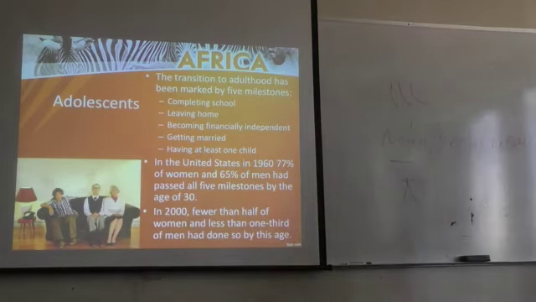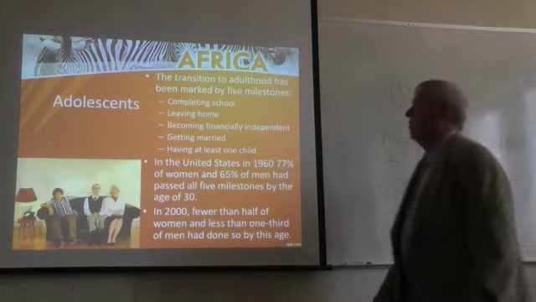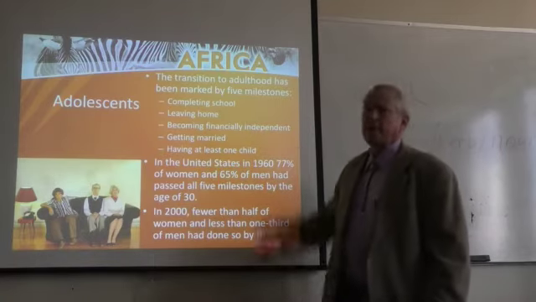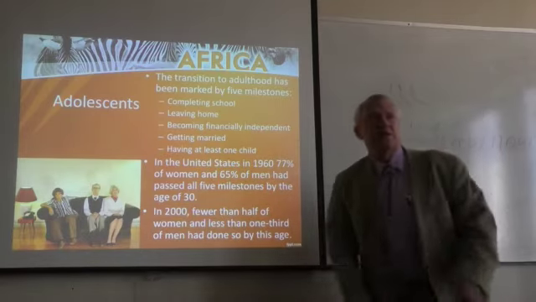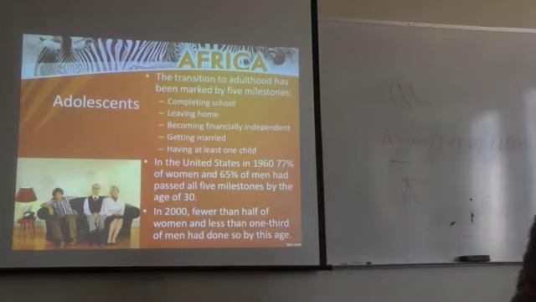So the first thing you had to do was complete school. In the old days, all you needed to do was graduate from high school and you could get a job in manufacturing. Now there aren't that many manufacturing jobs. So now you need to go to school for at least 4 years past high school, or maybe 2 years past high school. And then you leave home. Hopefully you do anyway. You become financially independent and leave home. Of course, you can't leave home until you become financially independent, but these are all things that you have to do. In the United States in 1960, 77% of women and 65% of men had passed all 5 milestones by the age of 30.